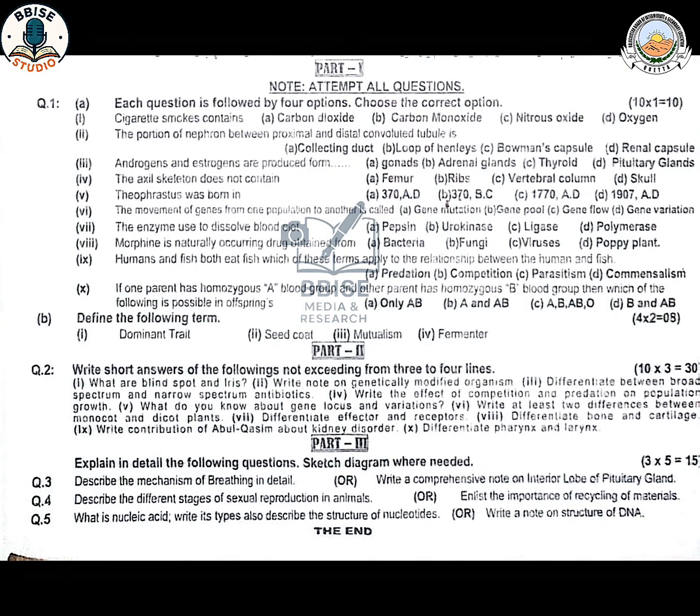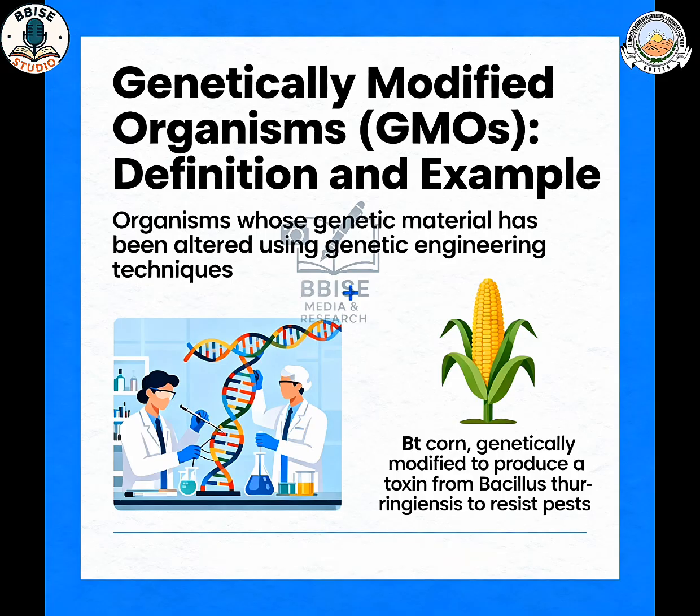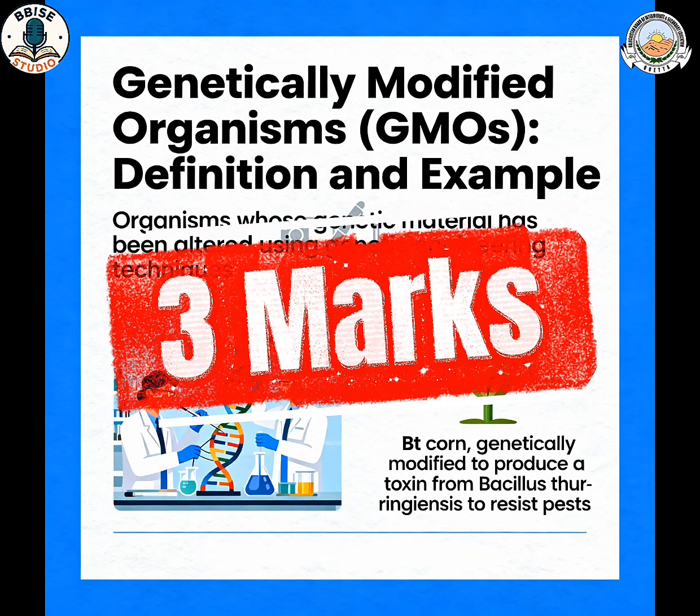In the same way, question number 2 is write a note on genetically modified organisms. Here we need to write out the full definition and also provide an example of GMO. Here 2 marks are for the definition and 1 mark is for the example.